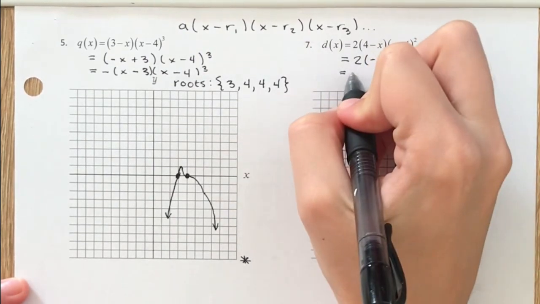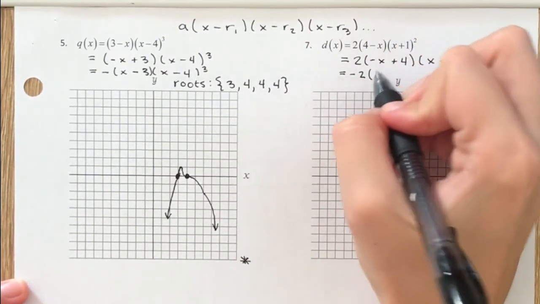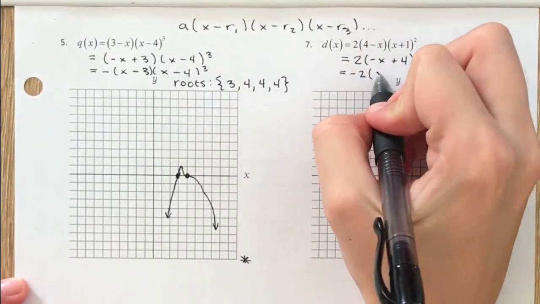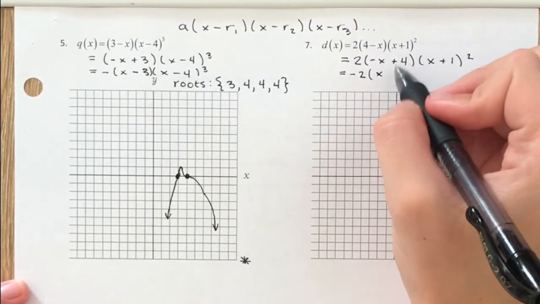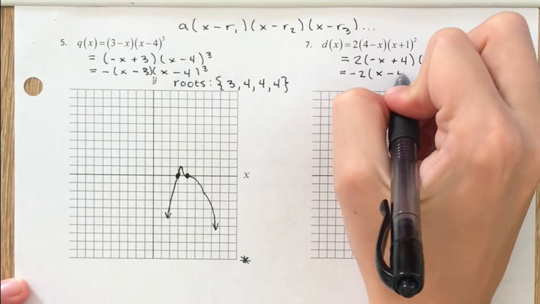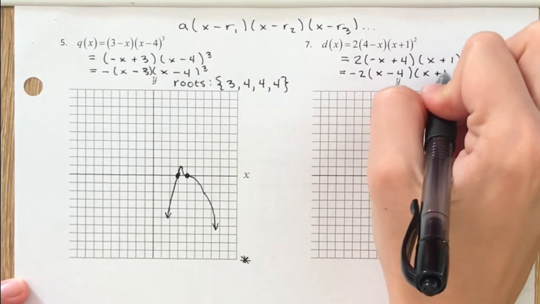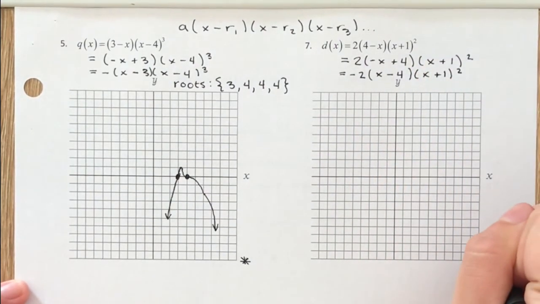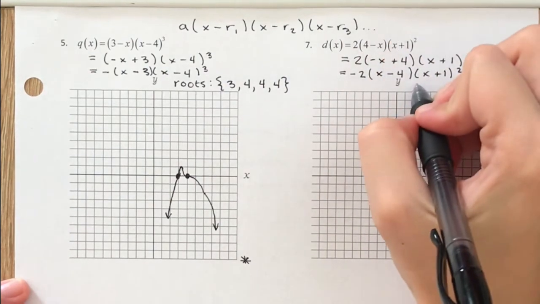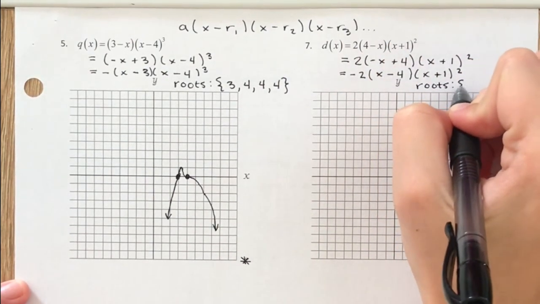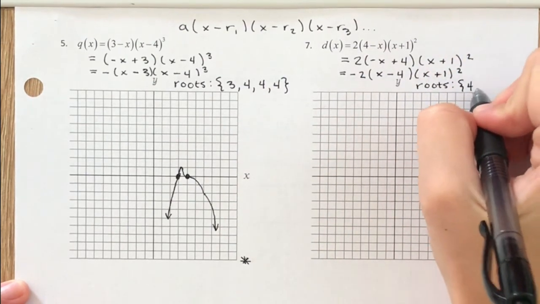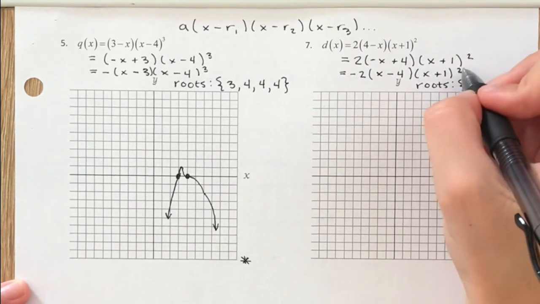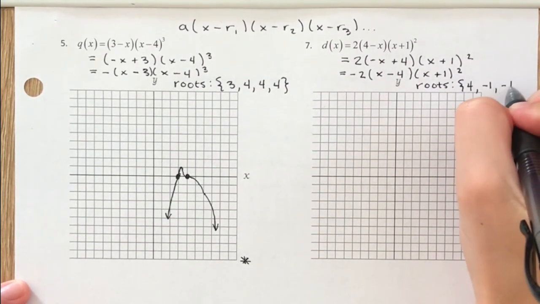It comes out front. So we have -2, right? Or 2 times -1, which ends up being -2. X is on its own. When I factor a negative out of +4, that leaves us with -4. And then x plus 1 squared. So our leading coefficient now is negative. What are our roots? Well, we have 1 root at 4, right? There's no exponent, so there's just 1. And then we have -1, and it shows up twice because of that squared.